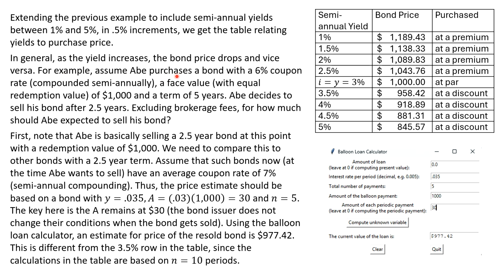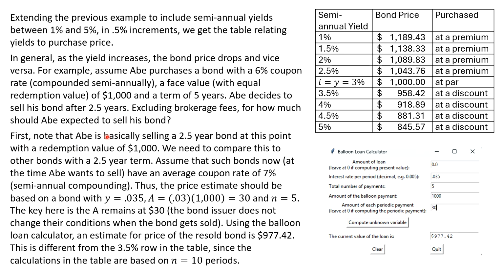For example, assume Abe purchases a bond at 6%, compounded semi-annually, with a face value of $1,000 and a term of 5 years. Abe decides to sell his bond in 2.5 years. Excluding brokerage fees, for how much should Abe expect to sell his bond?